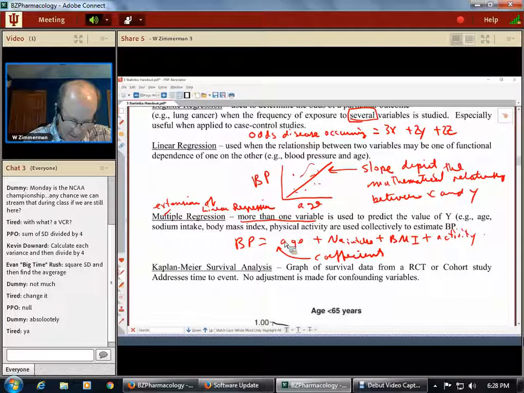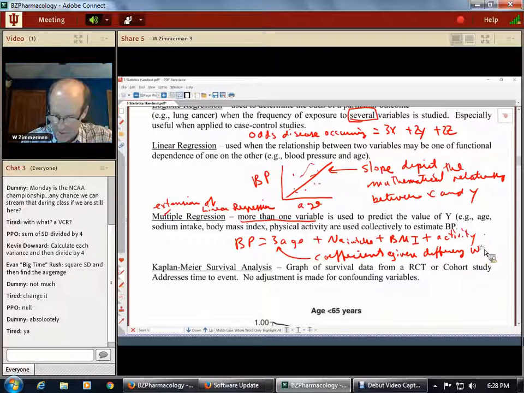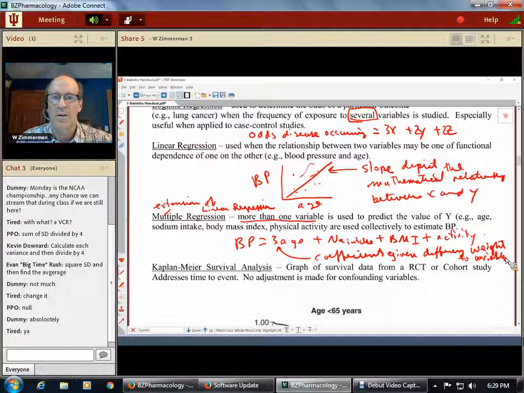Let's say age is 3 here, but the coefficients will give differing weights to the variables. So age was by far the most important. You might expect that to have the largest coefficient there. So linear regression, multiple regression.